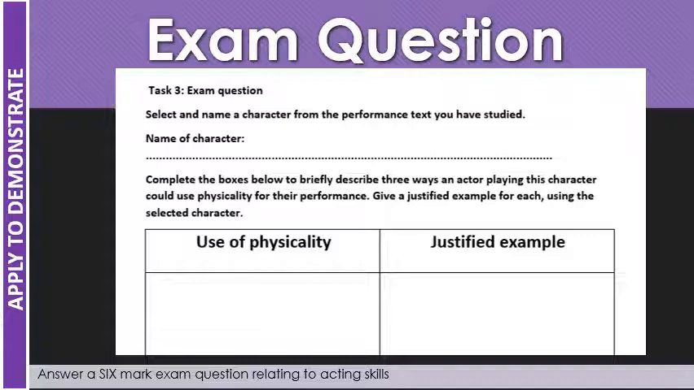So now it's your turn. So on the task sheet that I gave you, you will see task 3. This is your exam question. Select and name a character from the performance text you have studied. Name of character. Complete the boxes below to briefly describe 3 ways an actor playing this character could use physicality for their performance. Give a justified example for each using the selected character. So I'm going to leave you with that exam question. Obviously, there's 6 boxes. I've just cut it off so you can see the exam question. Do that and send it over to me.